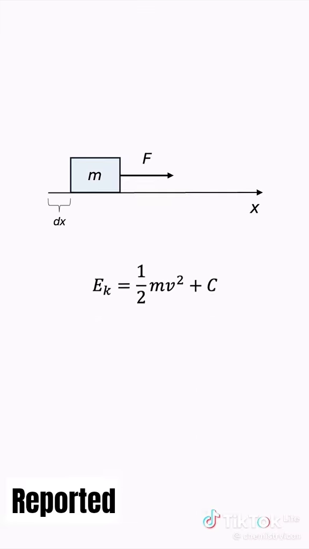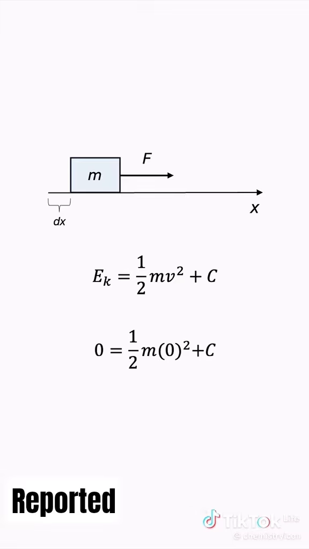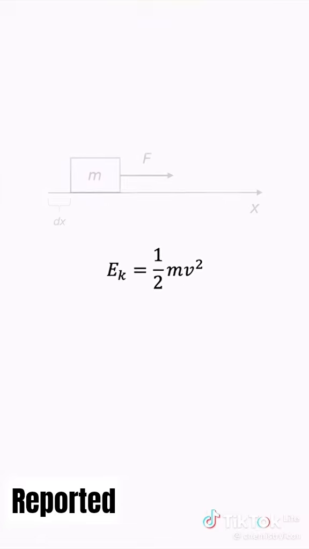Now, to get C, we have to plug in a known point. We know that when v is equal to 0, there is no kinetic energy since there is no motion. So C equals 0. So there you have it.